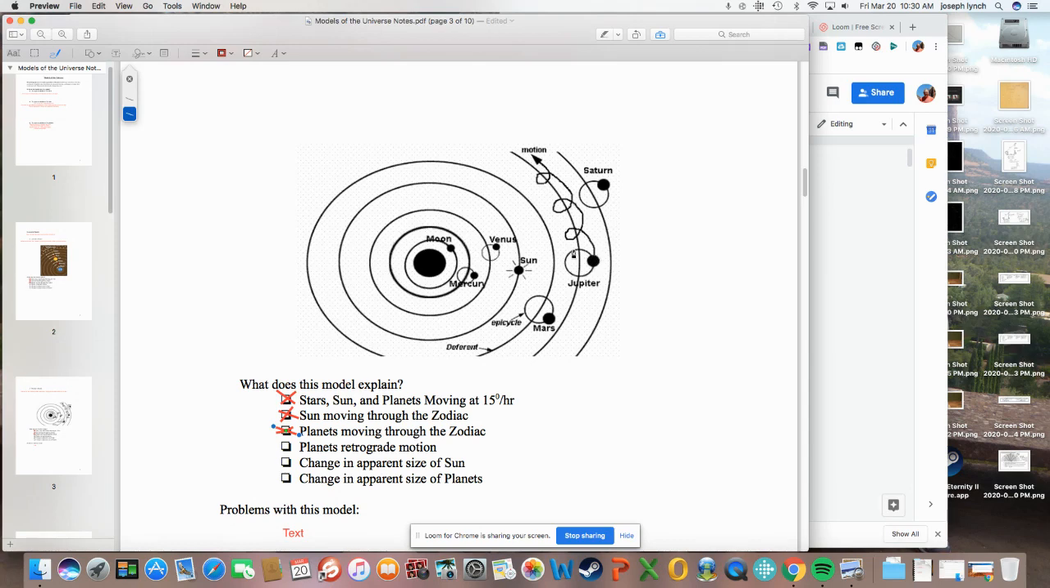Now, the good thing about this one is it does explain retrograde because as Jupiter's going around this way, sometimes it's on this side where it appears to back up. So here it's going forward. Oh, there it's backing up. And then it's going forward again. Then it's backing up. So it does explain that.